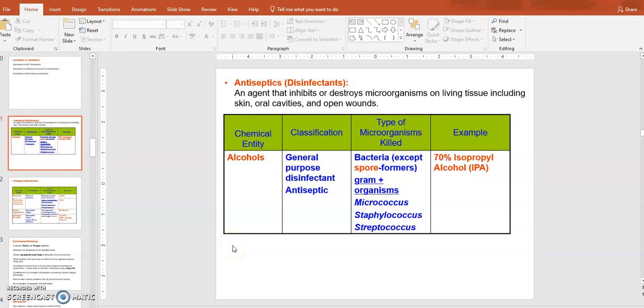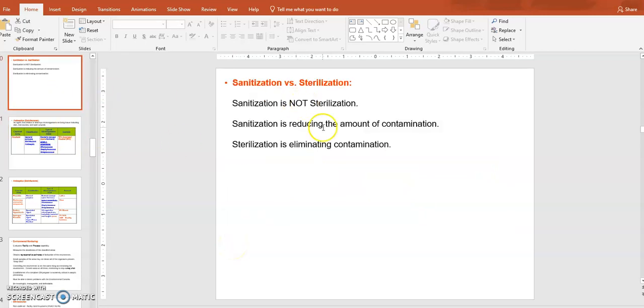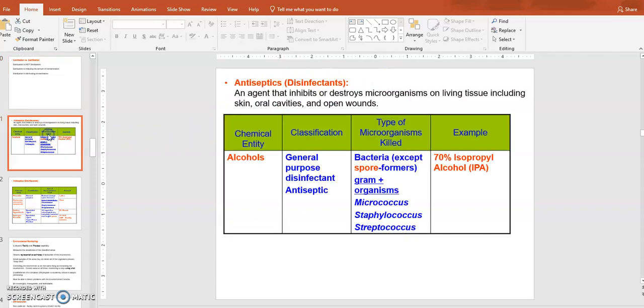Okay, so I told you the difference between the two terms, sanitization versus sterilization. Sanitization is a way to remove the bioburden, but sterilization is complete elimination of bioburden, right? Then for sanitization, what do you use to reduce the amount of bioburden? You use chemicals that are considered antiseptic, or disinfectants, or sanitizers, right?